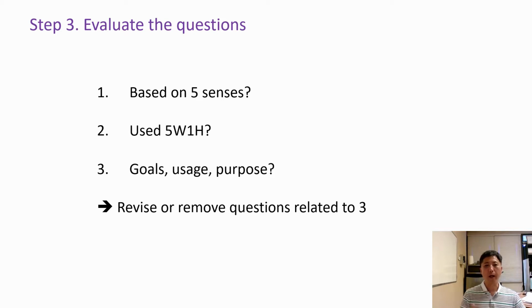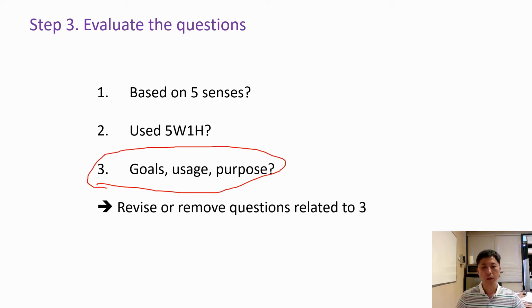Now, you have to evaluate the questions. Next step is evaluate the questions. If you have goals, usage, or purpose in there, this is not the one that you want to go with. Because, you know, drinking water, what is water? And then you go for drinking, this is purpose, goals, usage, right? So you need to remove them, okay? You have to stick solely to the 5 senses to observe and WH questions, strictly.